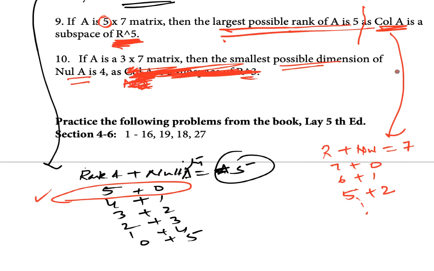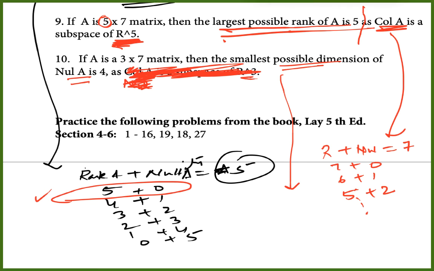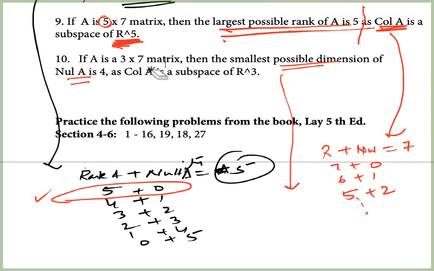Okay, let's see if it is feasible. Now it is 7 and there are 3 rows. Okay guys, I think I just said something wrong here. So here it is. If A is a 3 by 7 matrix, the smallest possible dimension of the null space is 4. The reason is the column space is a subspace of R3. If it is R3, that means the highest possible dimension of the column space is going to be 3.